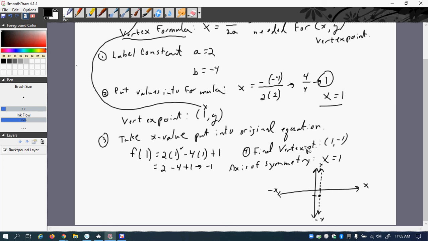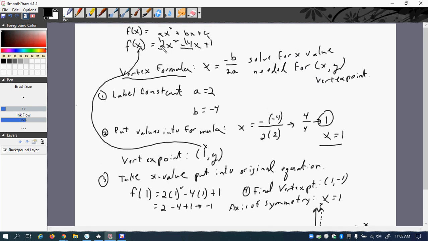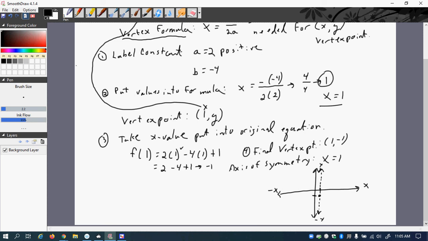And I also know that back at the original equation that the a is positive. So that means my graph is going upward. And so now this is my lowest point. And so now it does this. And so this has a minimum point at 1, -1. And this is what you'd end up doing all the time to graph your quadratic.